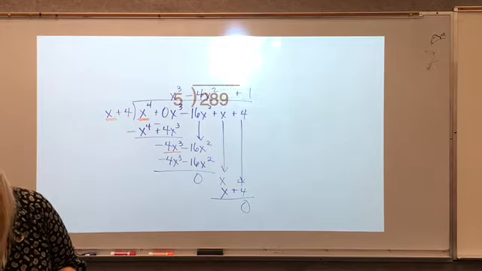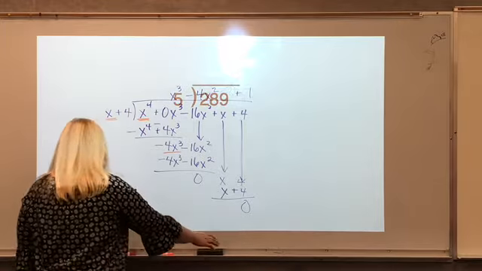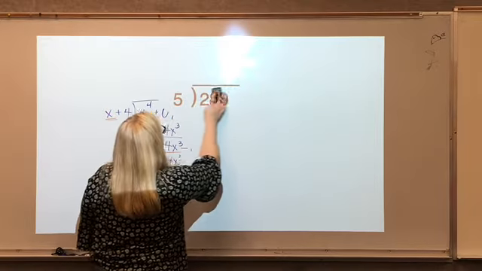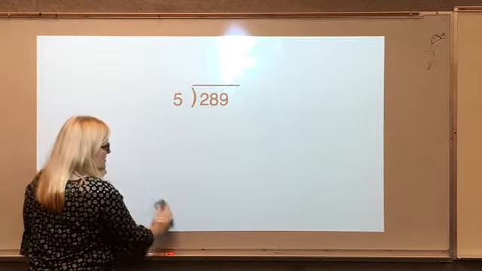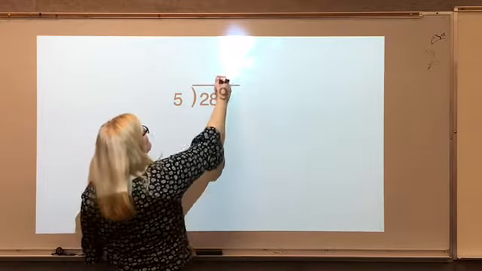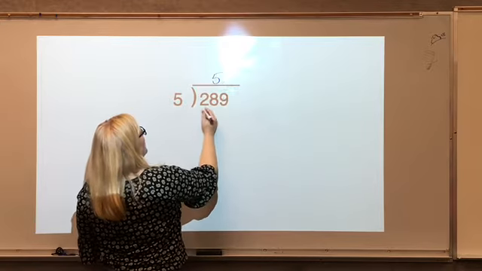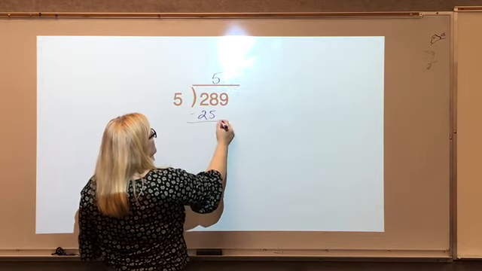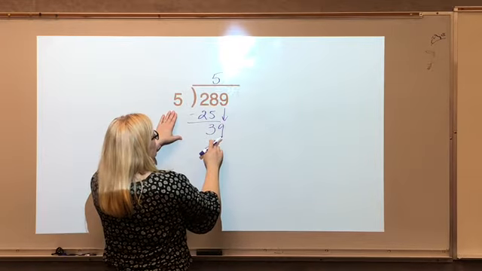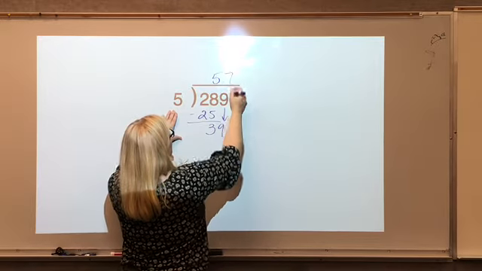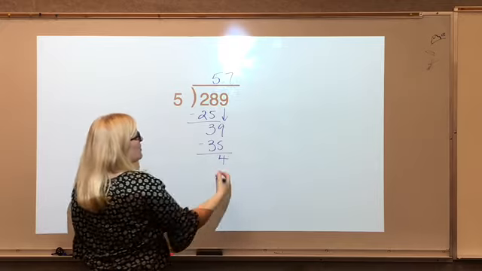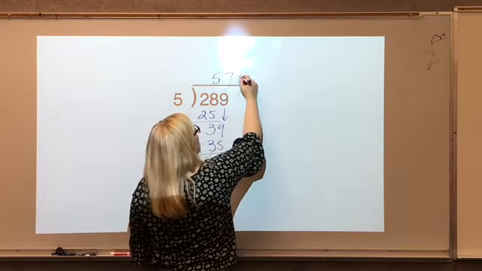Okay. Now, taking it a step even further. I know, these get more and more complicated. So here's an example of long division with a remainder. So 5 goes into 28 5 times, right? 5 times 5 is 25. I subtract, I drop down the 9. 5 goes into 39 7 times. 7 times 5 is 35. And 5 can't go into 4, so I have a remainder of 4.